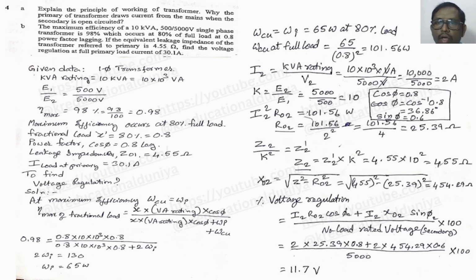So percentage voltage regulation, the formula for percentage regulation is I2 R02 cos phi 2 plus I2 X02 sin phi 2 by secondary no load rated voltage, into 100. Here I2 value is 2 amperes, and one by one we found the values. R02 value is 25.39 into cos phi 0.8 plus I2 value 2 and X02 value is 454.29 into 0.6, by 5000, the secondary no load voltage E2 given, into 100 for getting percentage. So we got percentage voltage regulation is 11.7.